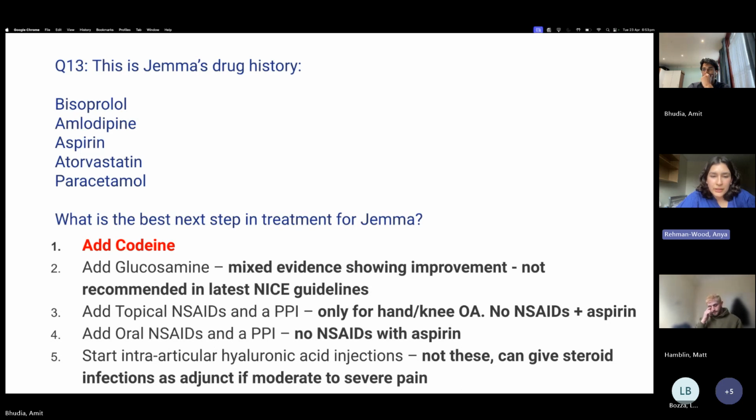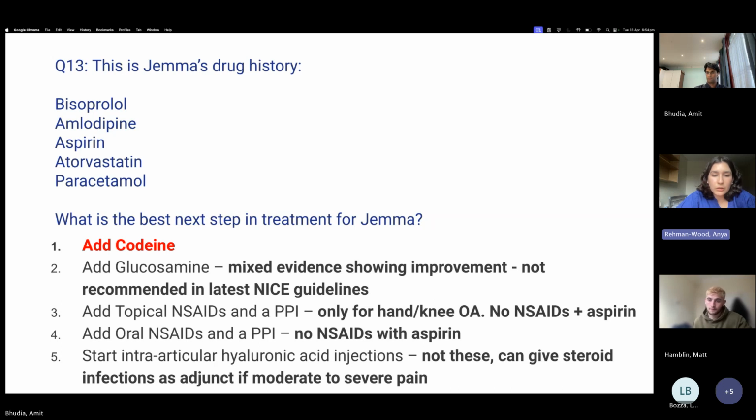Glucosamine, that's something that naturally occurs in cartilage, and there's quite mixed evidence showing that it actually has any benefit in osteoarthritis. So because of that, NICE do not currently recommend it, but patients can buy it over the counter if they wish to do so. So 3 is not right because topical NSAIDs are only licensed for hand or knee osteoarthritis. And then number 4, this is, I think, the one you should have been torn between.